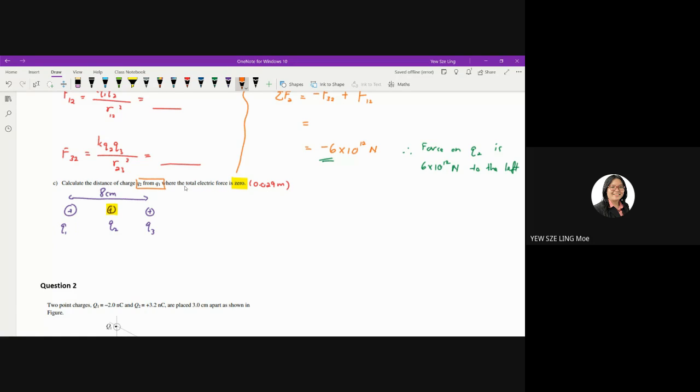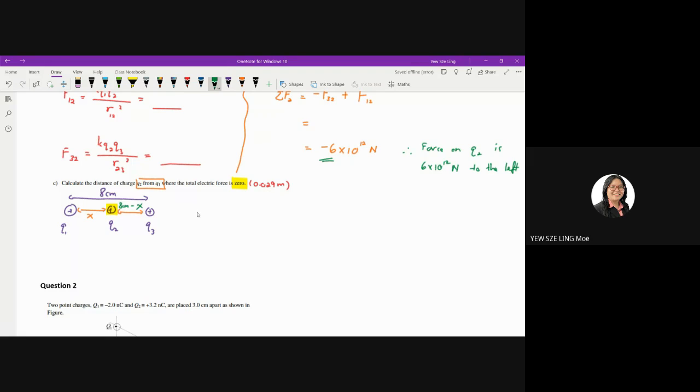So the unknown is lying in between 1 and 2. This one I'm going to label as X. Then what should I label as the distance between Q2 and Q3? Remember, when we solve questions, we want to reduce the amount of unknowns. So you don't label it as Y, you don't label it as Z. You label it as 8 cm minus X. We try to reduce the unknowns. Always keep that in mind.